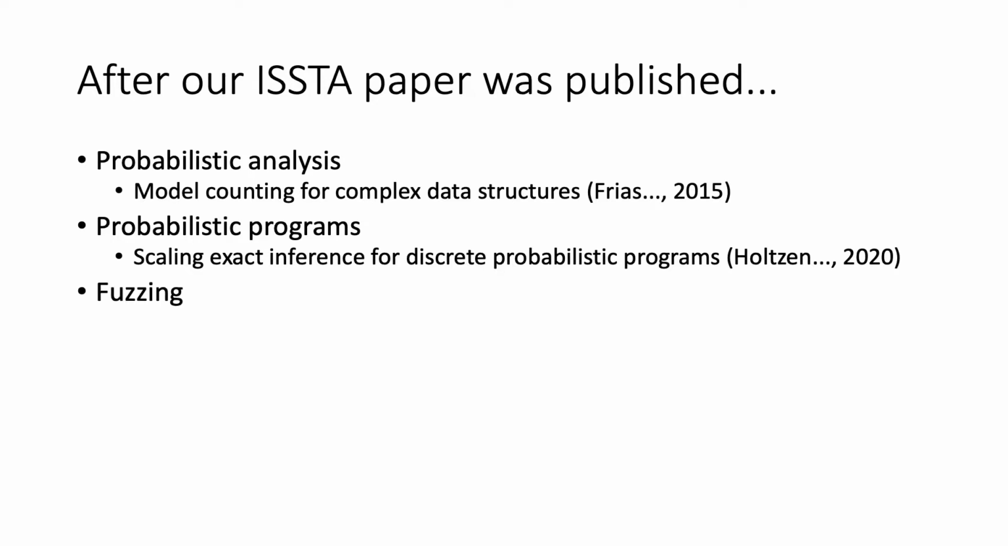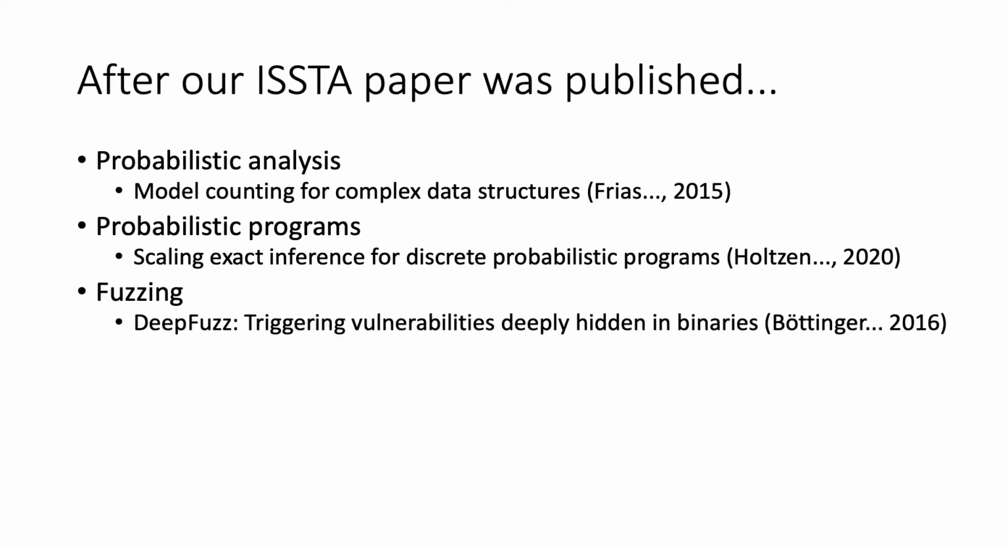Another area is fuzzing, and it is clearly very sensible to know what the most frequently visited parts of a program are, especially when you're fuzzing, to direct inputs in that direction. And for example, Bertinger and others have published a paper called DeepFuzz, which tries to trigger bugs in programs using probabilistic analysis.